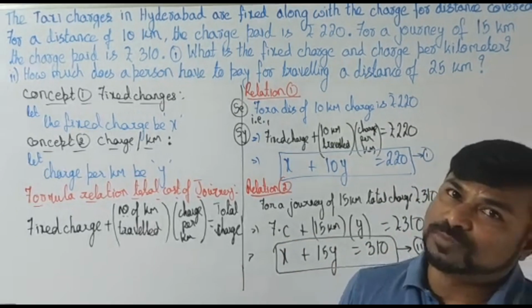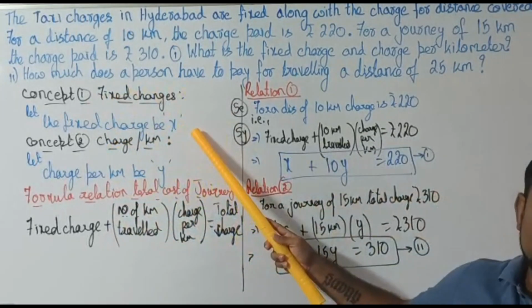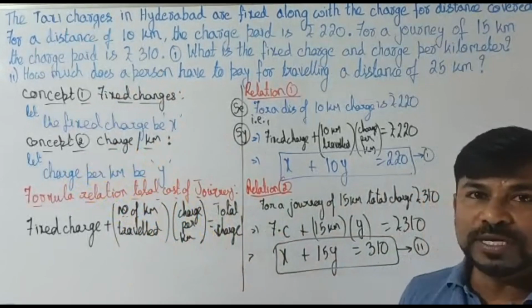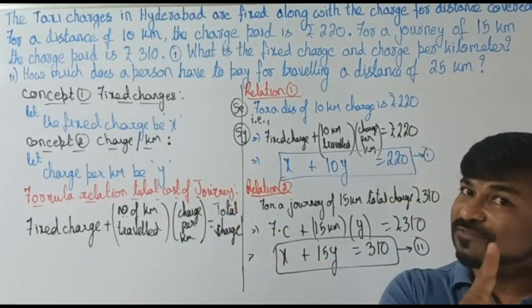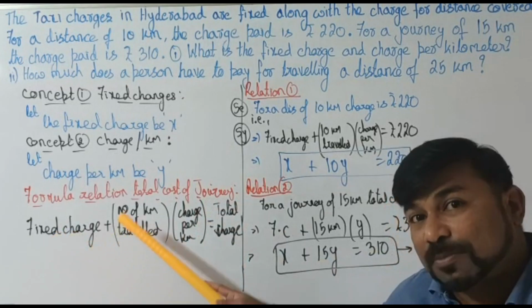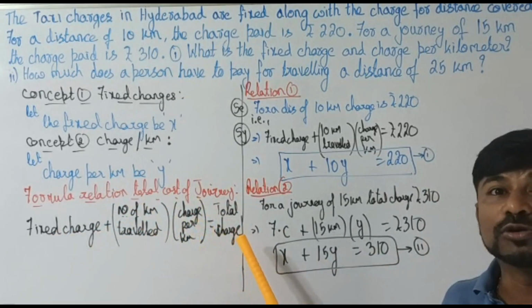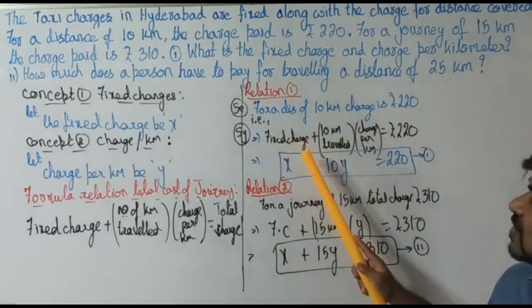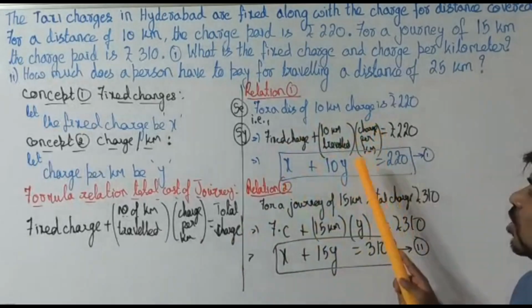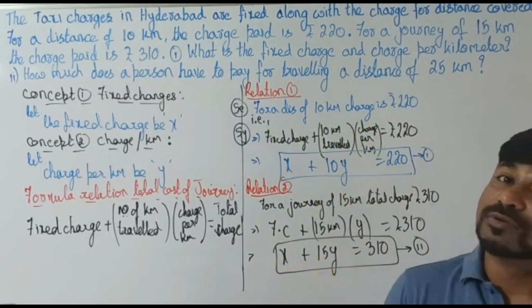So you have to remember this one. I'd like to repeat the scenario here. The fixed charge is x, the charge per kilometer is y, and how many kilometers he travels depends. But the formula is very important: fixed charge plus number of kilometers traveled times charge per kilometer is equal to total charge. By seeing this, 10 kilometers, fixed charge x, charge per kilometer y, total charge is 220. In the same way, we got equation 2.